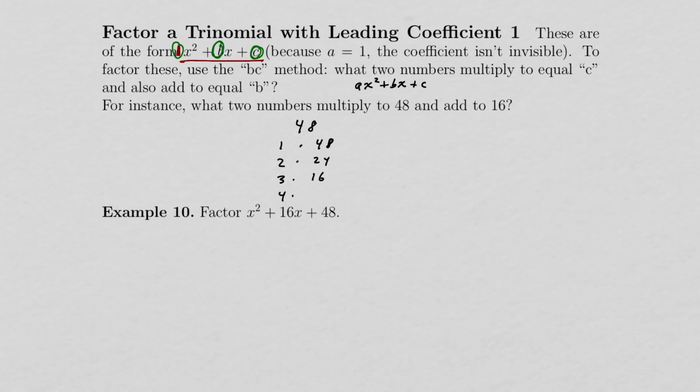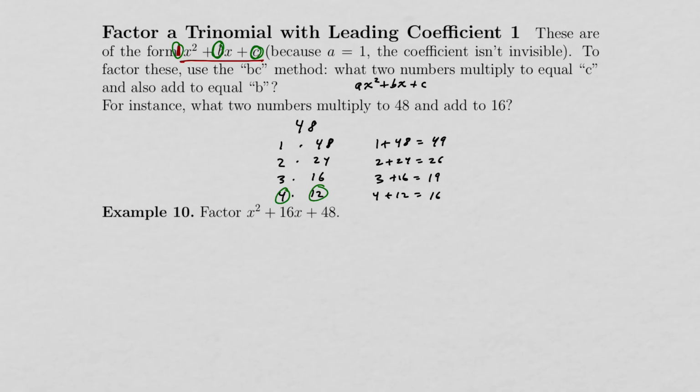4 times 12. That will actually add to 16, right? So this doesn't work, because that would be like 49. This doesn't work. That's 26. This doesn't work. That's 19. But this actually does work. That would be 16. So the two numbers that I would be looking for in this case would be 4 and 12, right? They multiply to give me 48 and they add to give me 16.